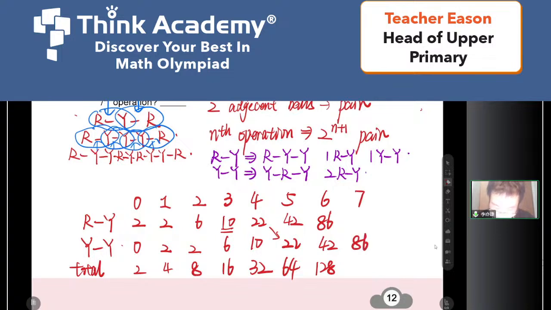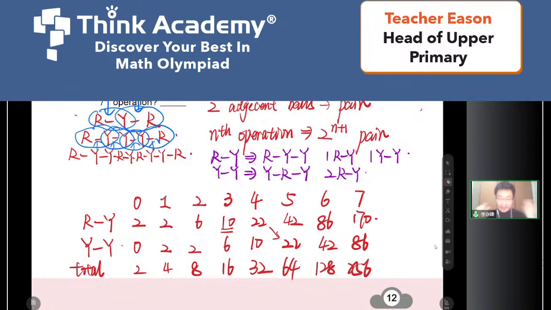And then 86 yellow-yellow, and then how many red-yellows? 256? So which makes it to be 170. Yeah, 170. So now we just know.